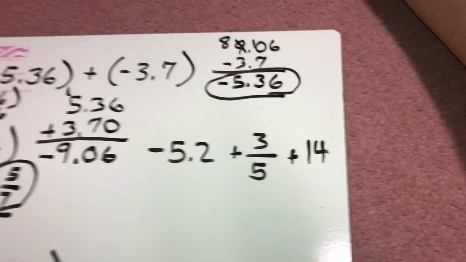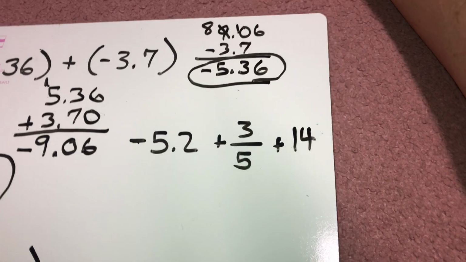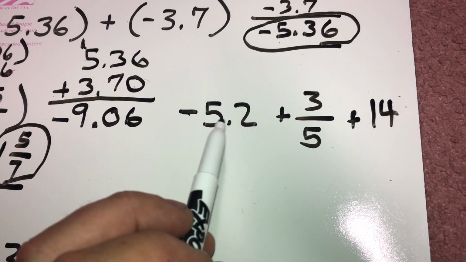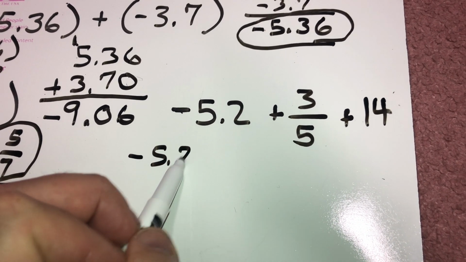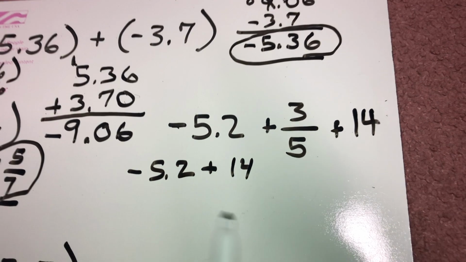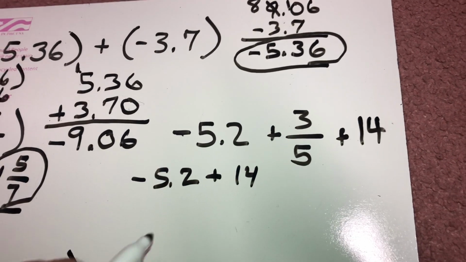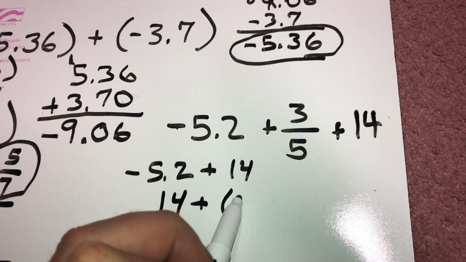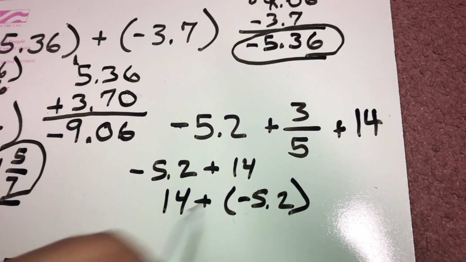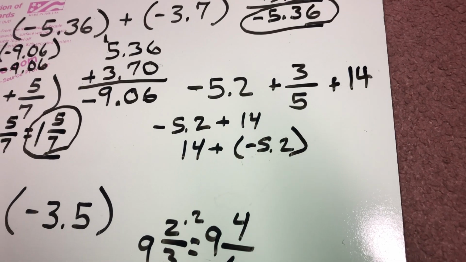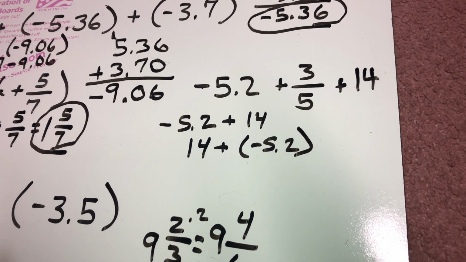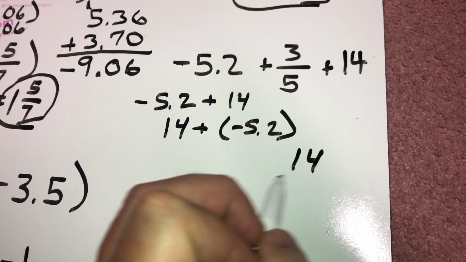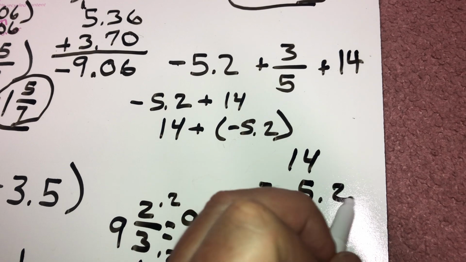Negative 5 2/10 plus 3/5 plus 14. Well, first let's kind of do what can be combined, which would be this negative 5 2/10 plus 14. Well, as I know, addition problems can always be flip-flopped, okay? So this can actually become 14 plus a negative 5 2/10. Once again, separating the operational signs with parentheses. Whenever I add a negative, I'm just subtracting, so this is really 14 minus 5 2/10.